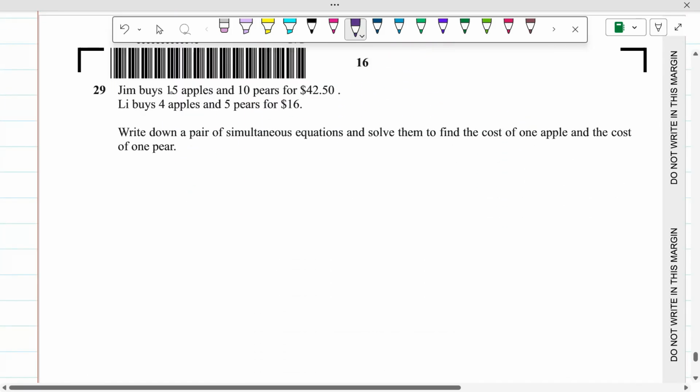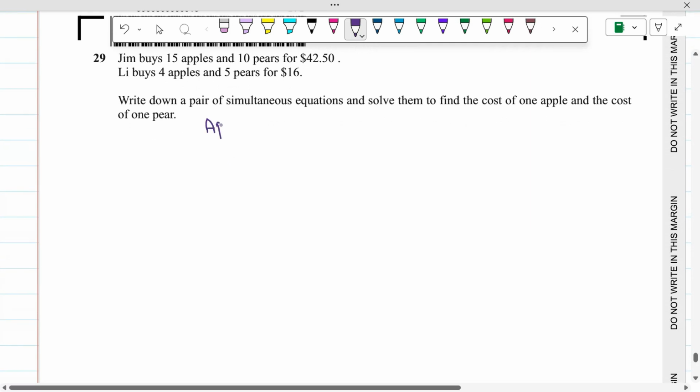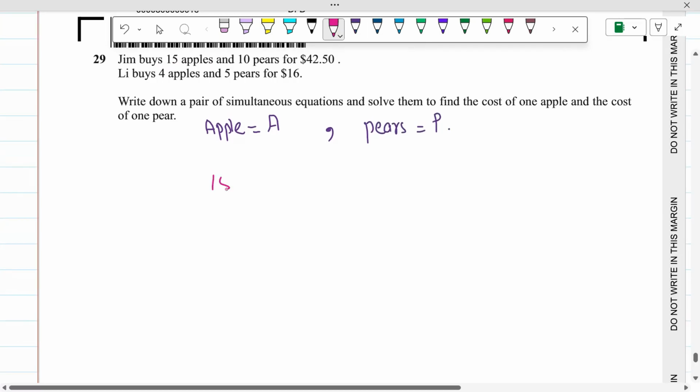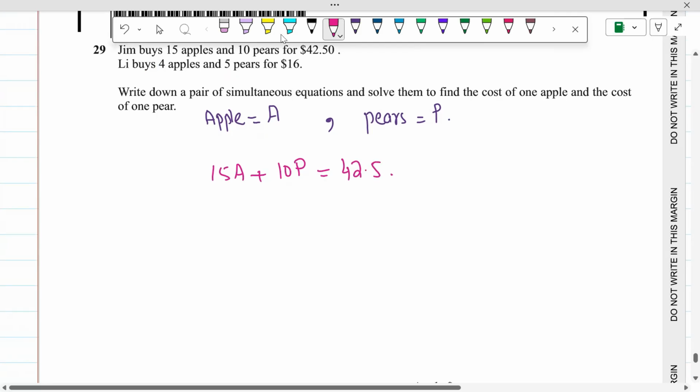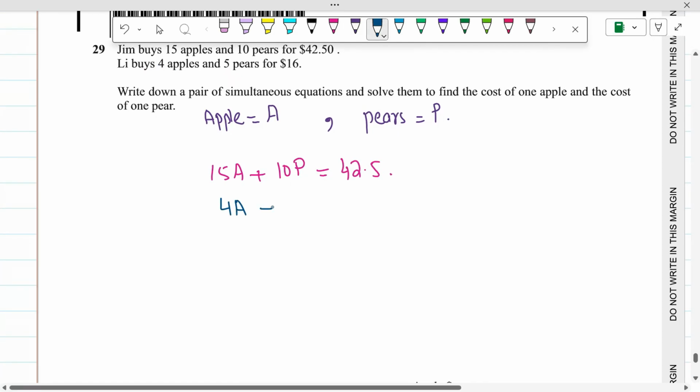Question number 29. Jim buys 15 apples and 10 pears for $42.5. Lee buys 4 apples and 5 pears for $16. Write down the pair of simultaneous equations and solve them to find the cost of one apple and one pear. So let apples be A and pears be P. So Jim buys 15 apples, 15 times A, plus 10 pears, 10P, equals the cost of 42.5. Similarly, Lee buys 4 apples, so 4A plus 5P equals 16.